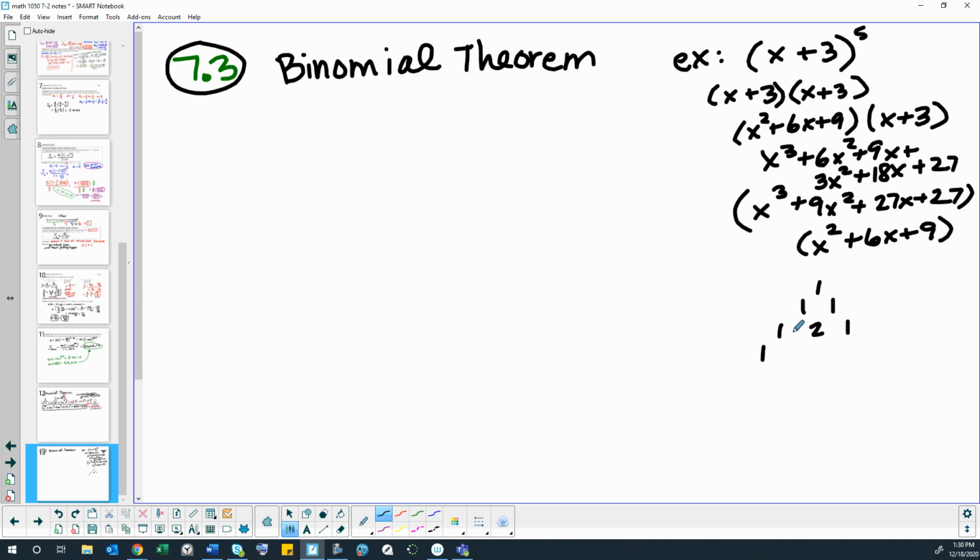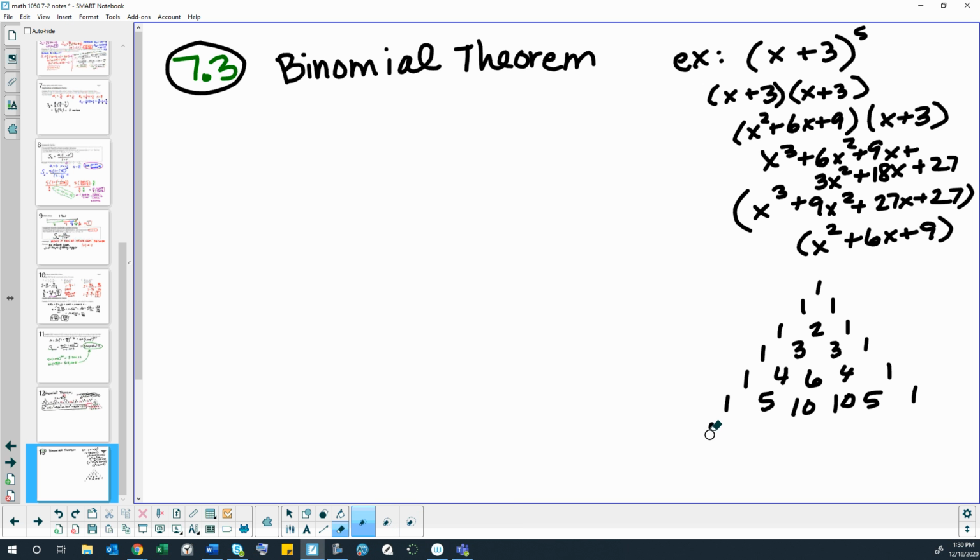So then for our next row, we start with a 1, and 1 plus 2 is 3, 2 plus 1 is 3, and then we end with a 1. And then our next row, we start with a 1, 1 plus 3 is 4, 3 plus 3 is 6, 3 plus 1 is 4, and we end with a 1. In the next row, we start with a 1, 1 plus 4 is 5, 4 plus 6 is 10, 6 plus 4 is 10, 4 plus 1 is 5, we end with a 1. And then, actually we can stop there, but this pattern keeps going forever.